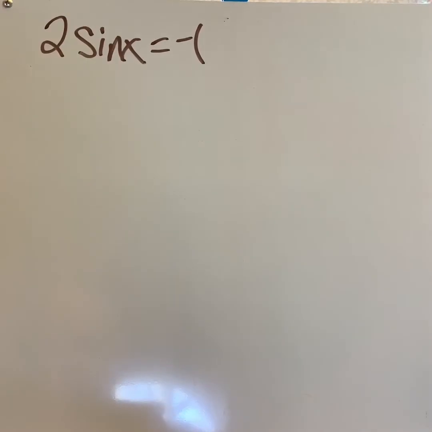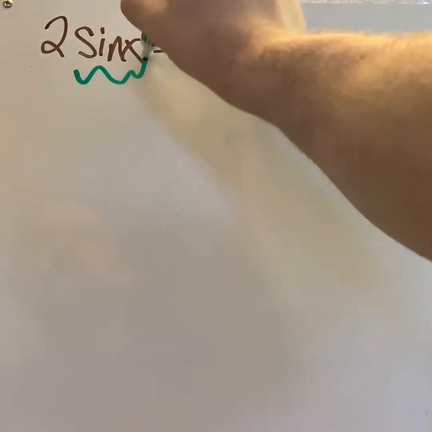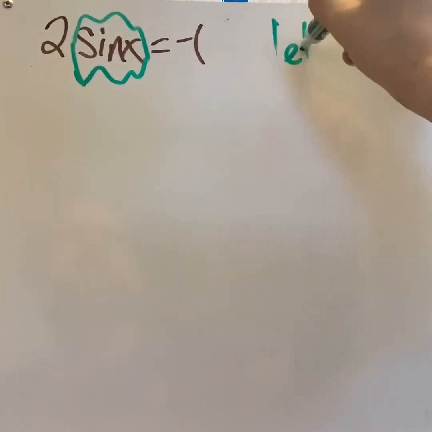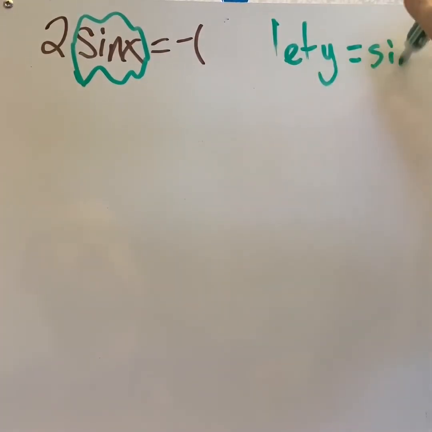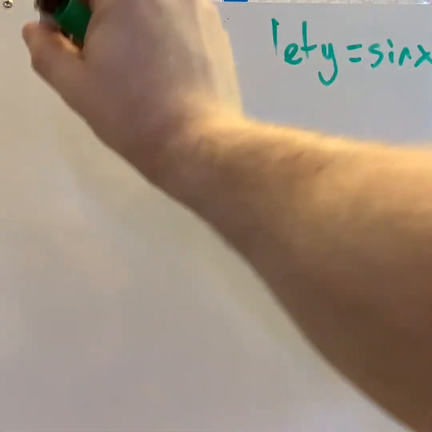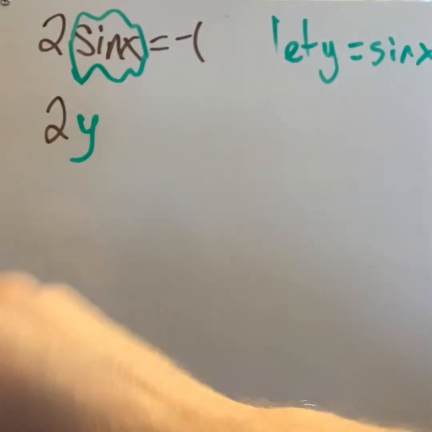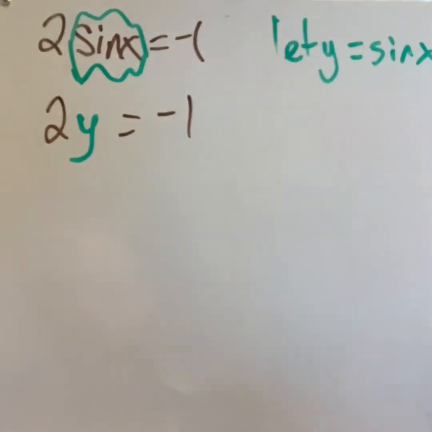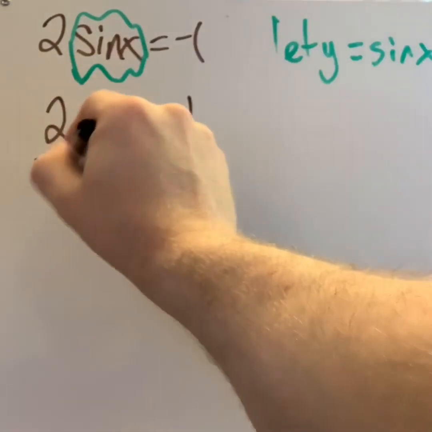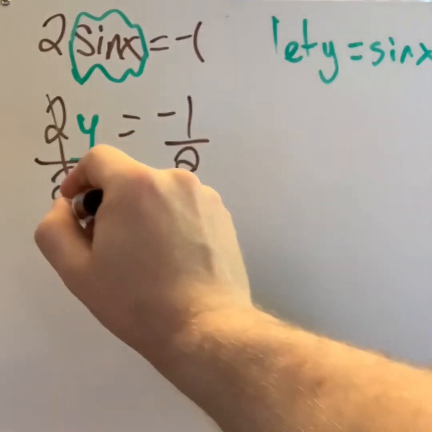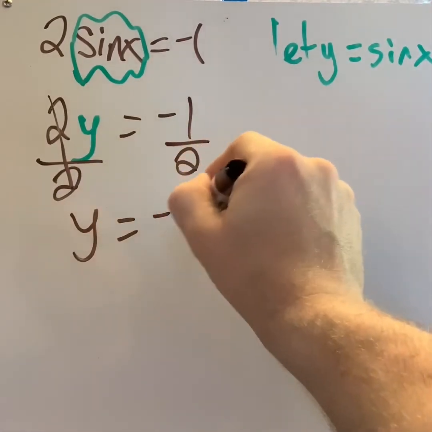The final one is 2 sine of x is equal to -1. As before, let y equal the sine of x. So we have 2y is equal to -1. We divide by 2 on each side, and y is equal to -1/2.